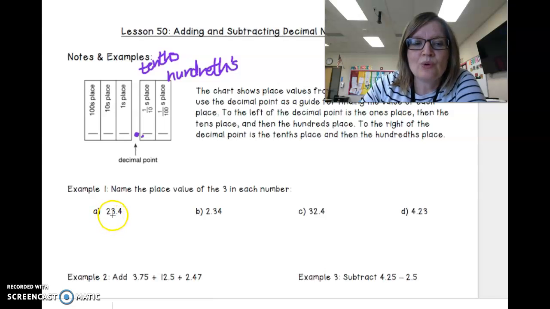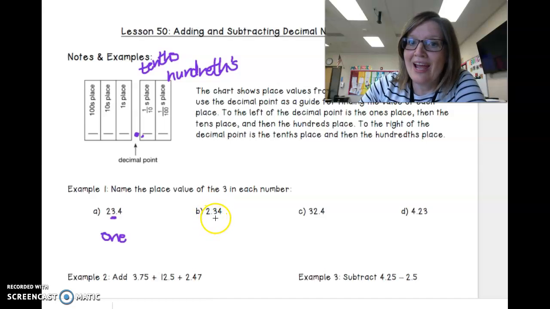Name the place value of the 3 in each number. We have 23 and 4 tenths. And this 3, we look at our chart, it's in the ones place. Here we have 2 and 34 hundredths. So listen, for this, our 3 is in the tenths place.